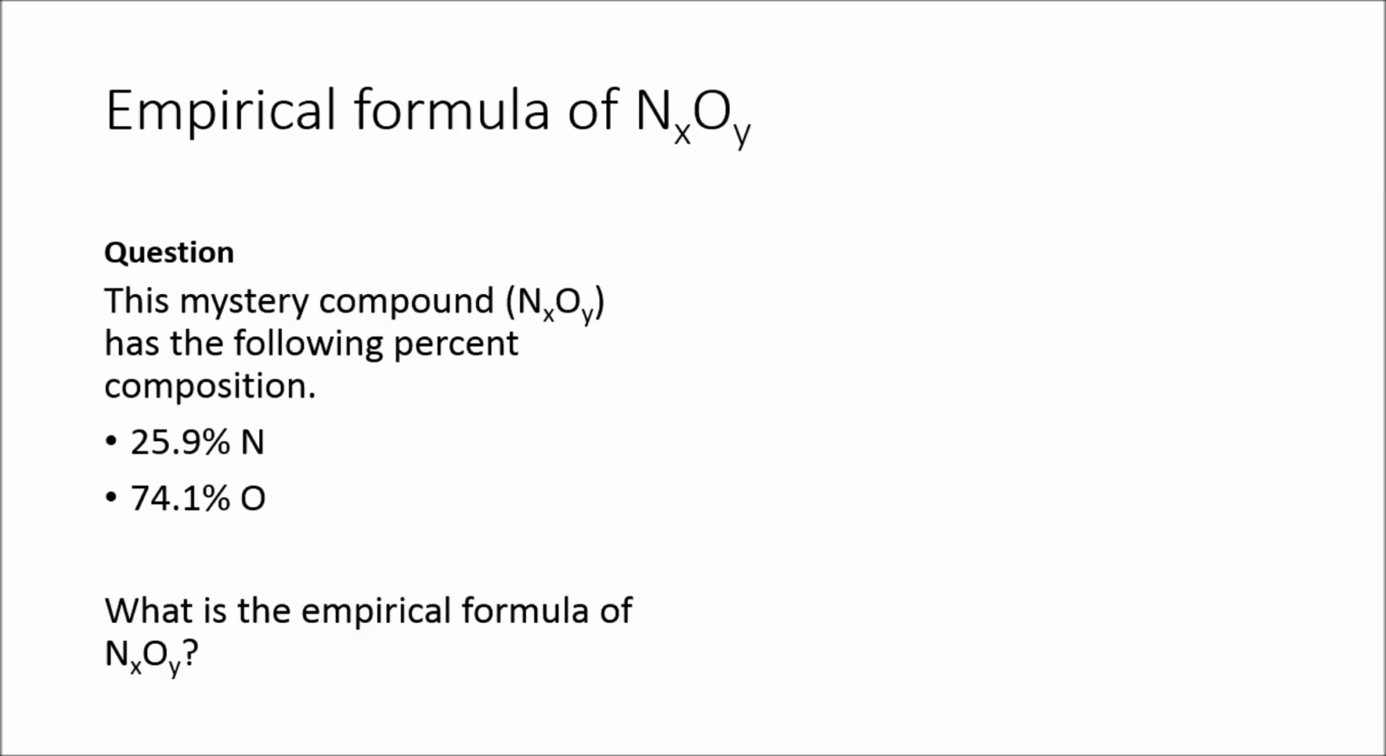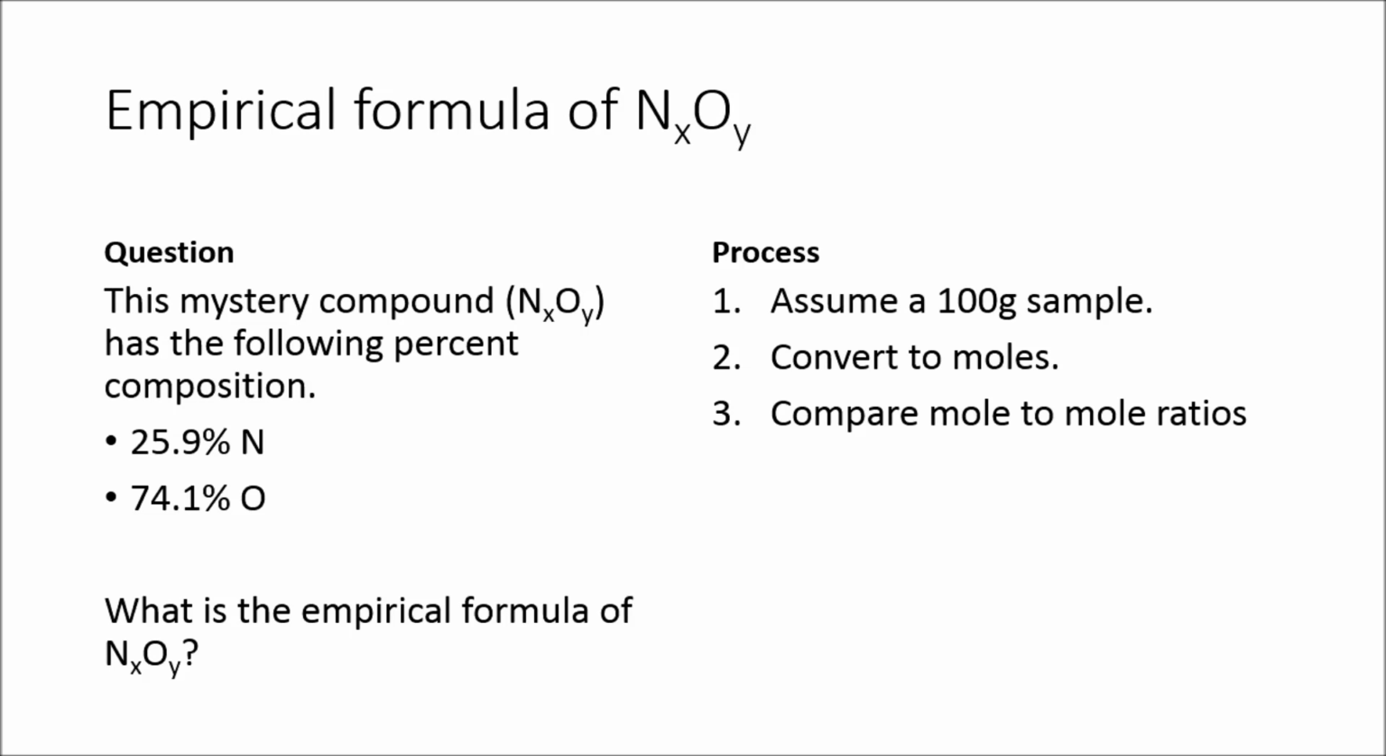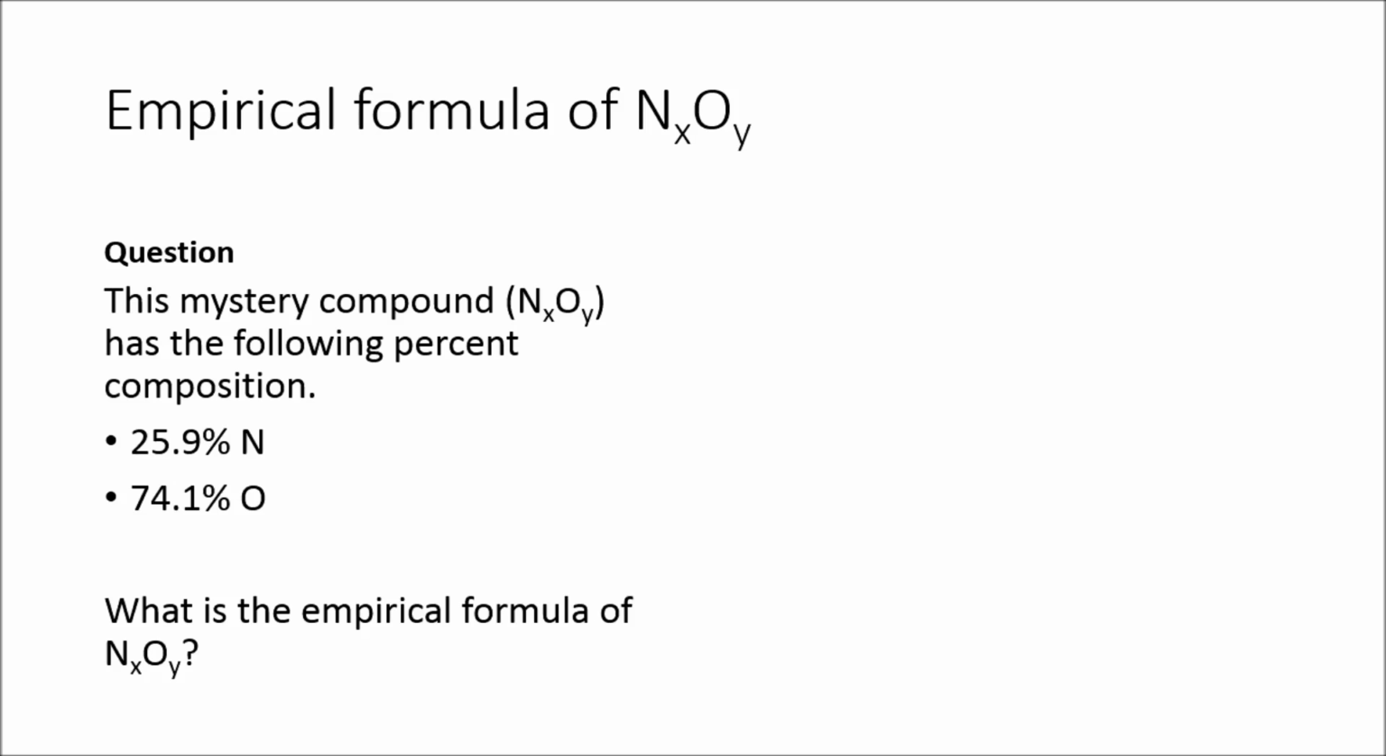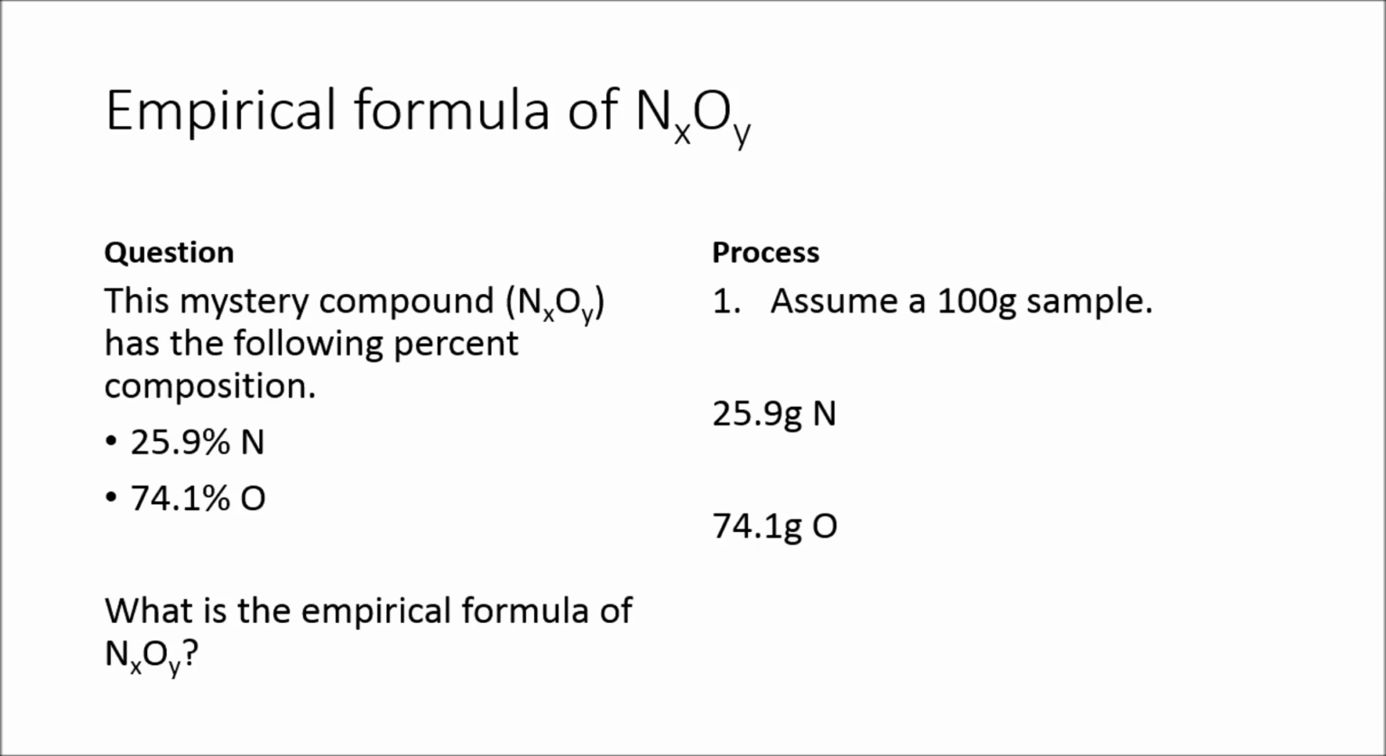Now let's try it again with another substance where this rounding isn't going to work out so well. So here we have some mystery compound where its percent composition is 25.9% nitrogen, 74.1% oxygen, and we want to come up with the empirical formula. So again, our process is assuming a 100-gram sample, converting to moles, and comparing mole-to-mole ratios. Assuming a 100-gram sample is pretty straightforward. We have 25.9 grams of nitrogen and 74.1 grams of oxygen.